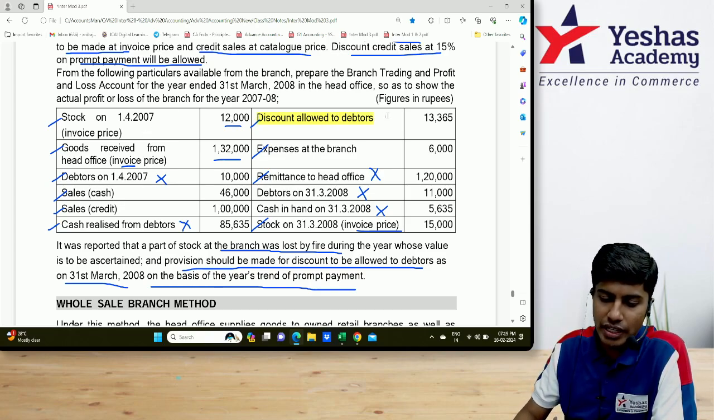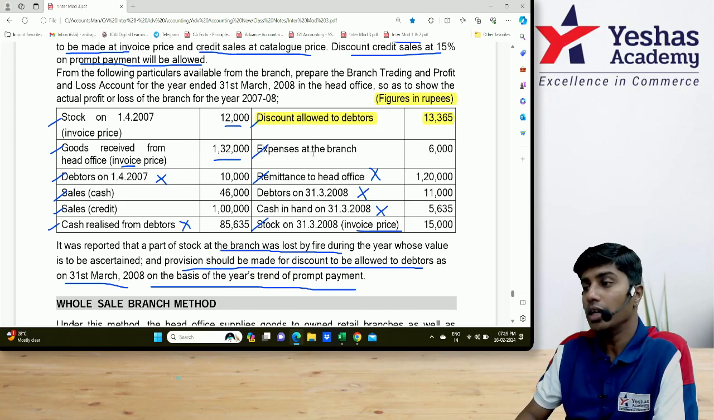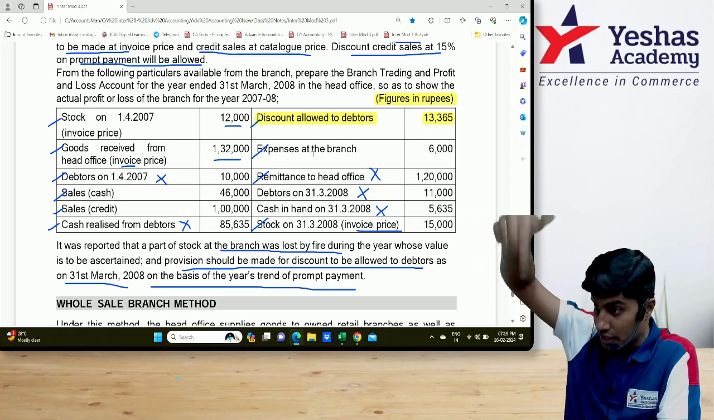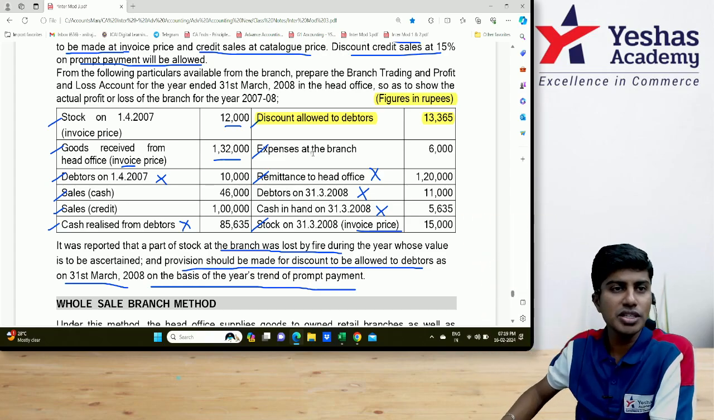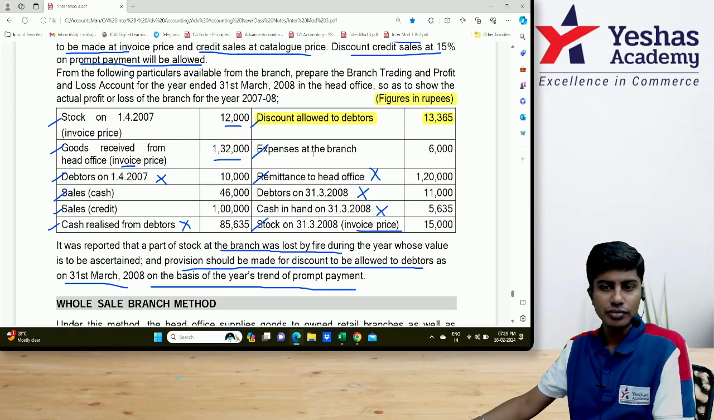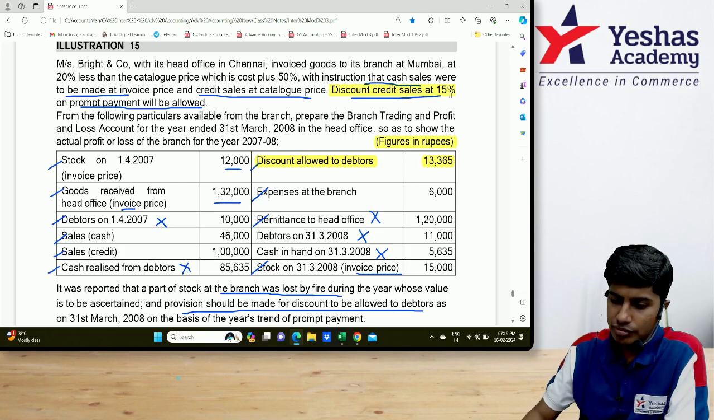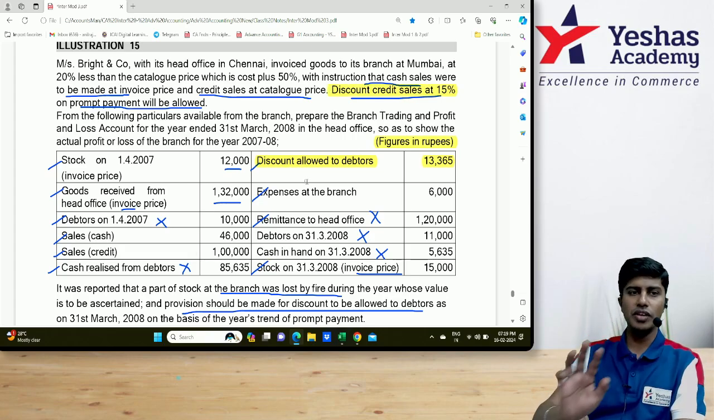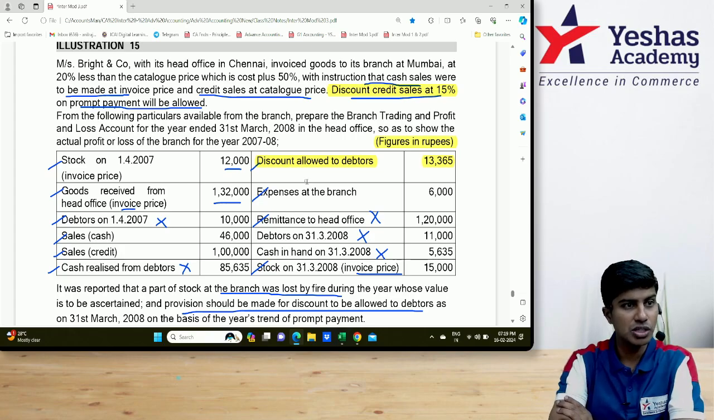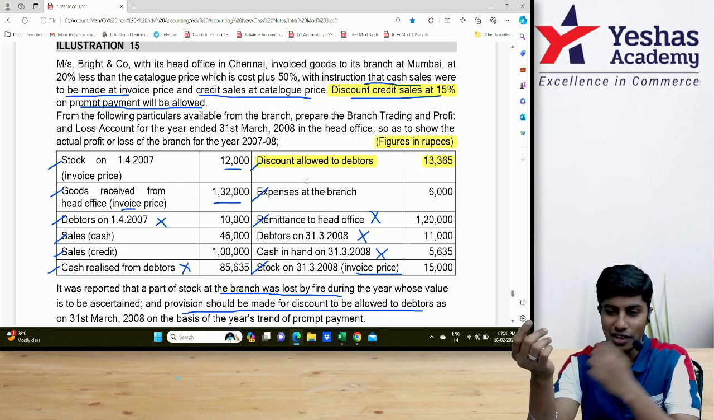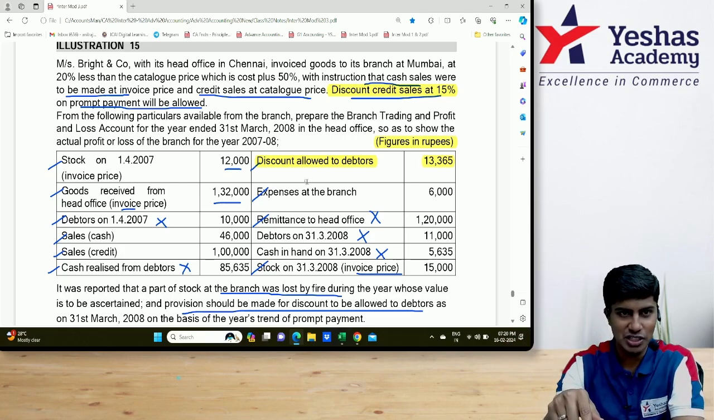Discount is allowed during the current year. Based on the current year's trend, you compute the discount that will be allowed next year for the sales made this year. So how much discount is given in the current year? 13,360. What is the discount rate? We are giving discount at 15%. That 15% is 13,365.